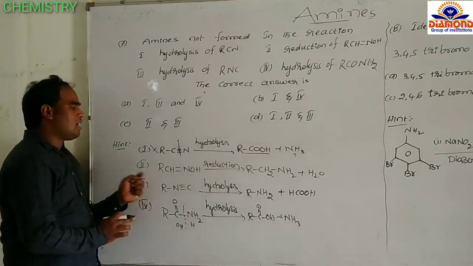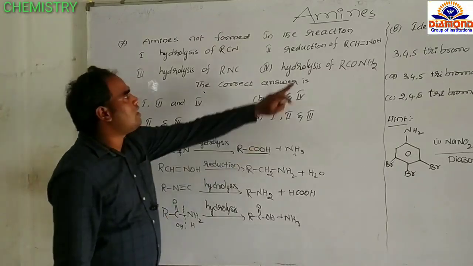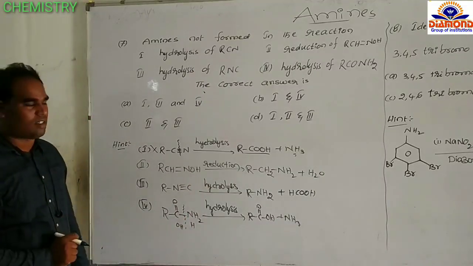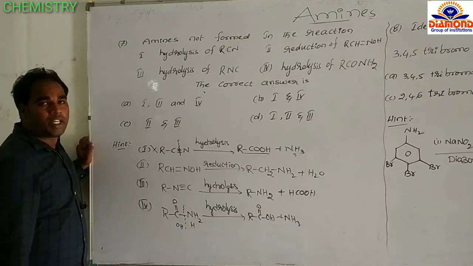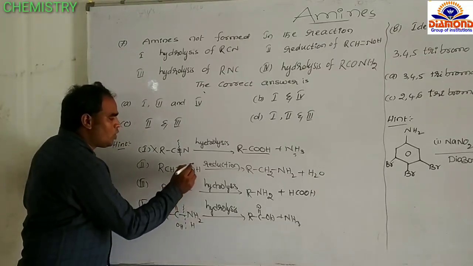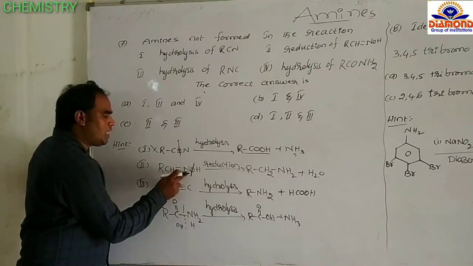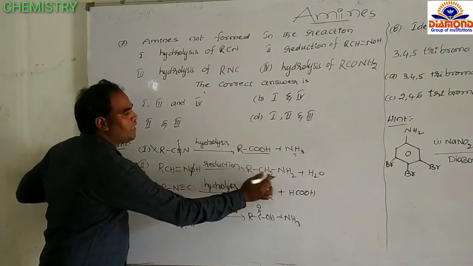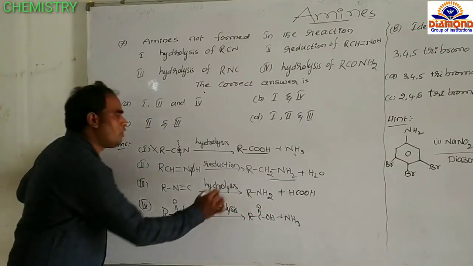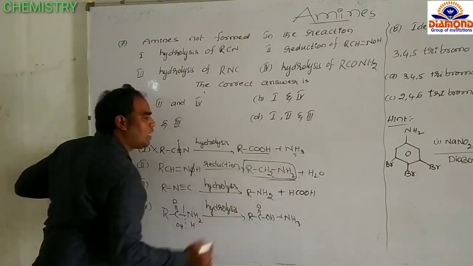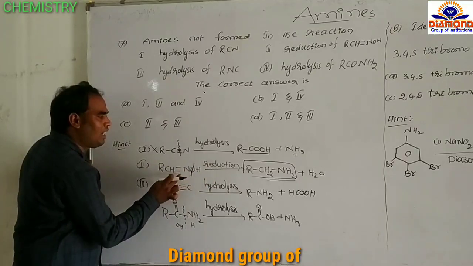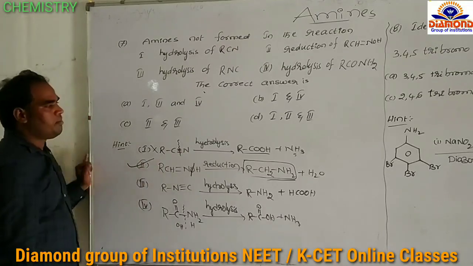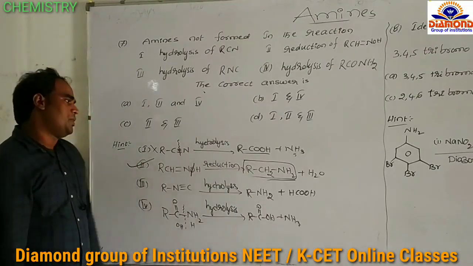Second one, reduction of aldoxime. Aldoxime is obtained from the reaction between aldehyde and hydroxylamine. Reduction means addition of hydrogen, removal of oxygen. So the oxygen is removed, and hydrogen is added to the nitrogen and to the carbon. Then we get RCH2NH2, amine, by the elimination of water. So the second method, reduction of aldoxime, forms primary amine. Therefore, this is a useful method for preparation of amines.